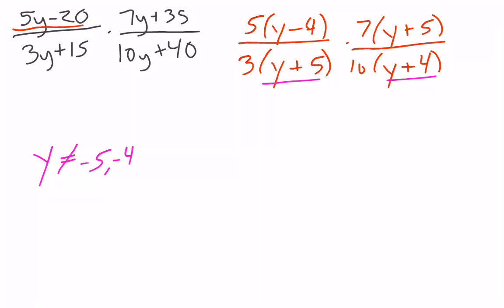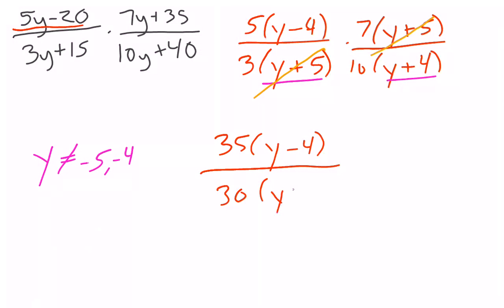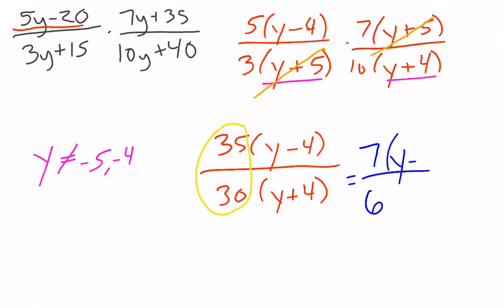When I'm looking at this, I see that there is a y plus 5 in the numerator and the denominator, so those can cancel, which leaves me with, if I multiply my coefficients, 35 times y minus 4 over 30 times y plus 4. And we need to remember we can still simplify this. So what goes into 35 and 30? That would be 5. So my final answer would be 7 over 6 times y minus 4 over y plus 4.